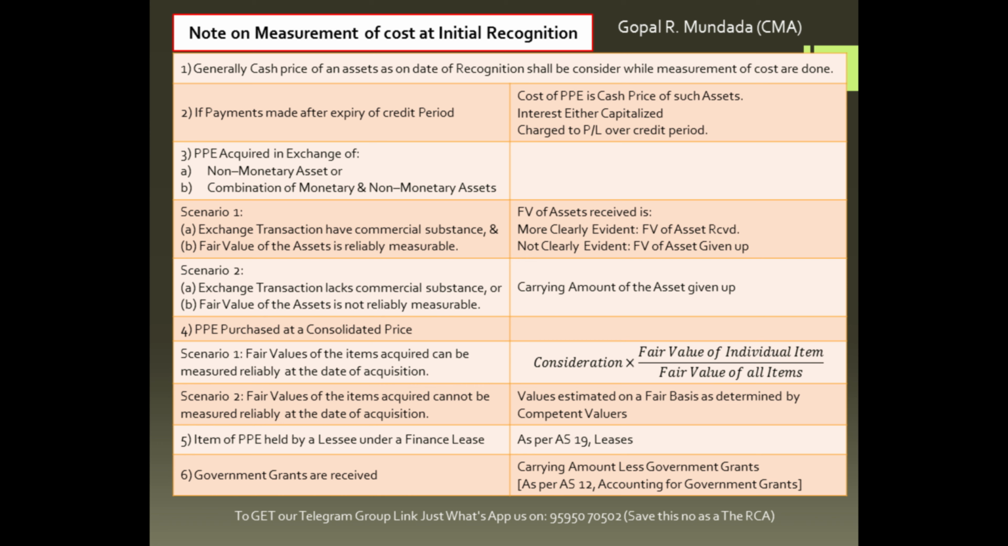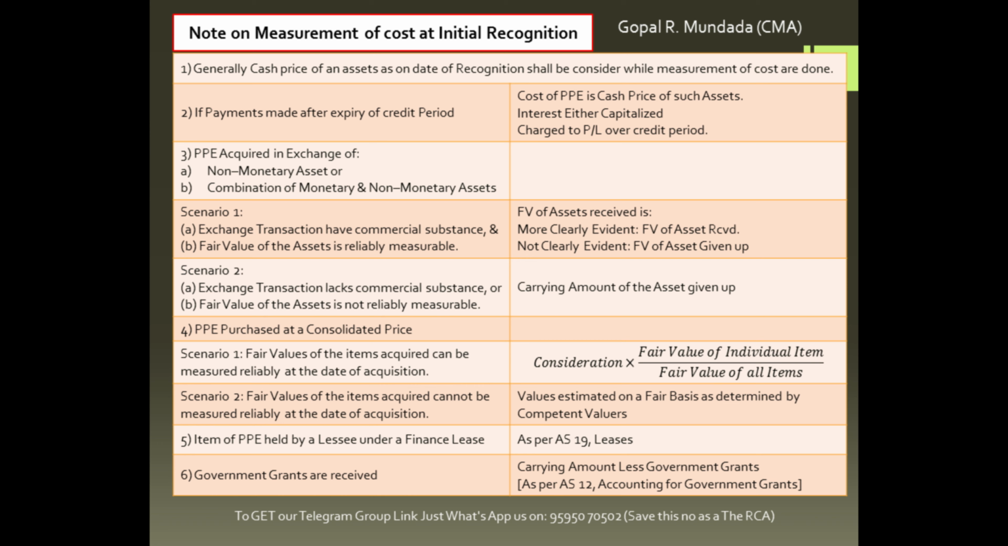We use the formula: consideration paid multiplied by the fair value of the individual item divided by the fair value of all items. That resulting amount is the cost of initial recognition. Next is scenario 2. Scenario 2 is where the fair value of the item acquired cannot be measured reliably. In such case, value is estimated on a fair basis as determined by a competent valuer.